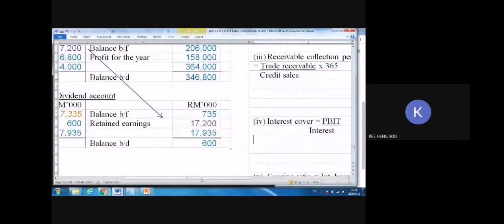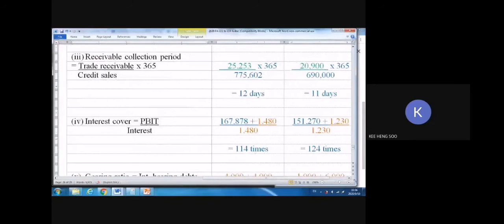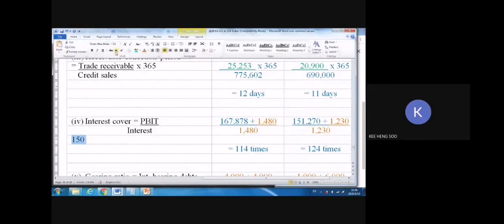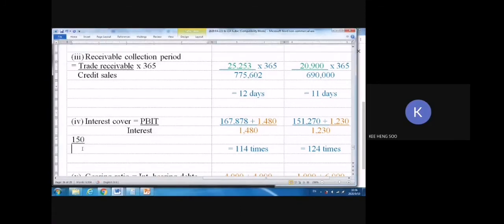This one is too big an idea. For example, a company gets a profit before interest of, say, 150. Then, how much is your interest payment? Your interest is 50.